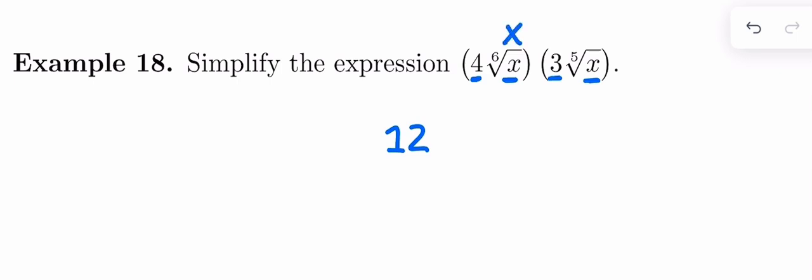Since the power of x is not written, it's 1, over the root is 6. Same thing with this one. This is x to the power is not written, so it's 1. And the root is 5.